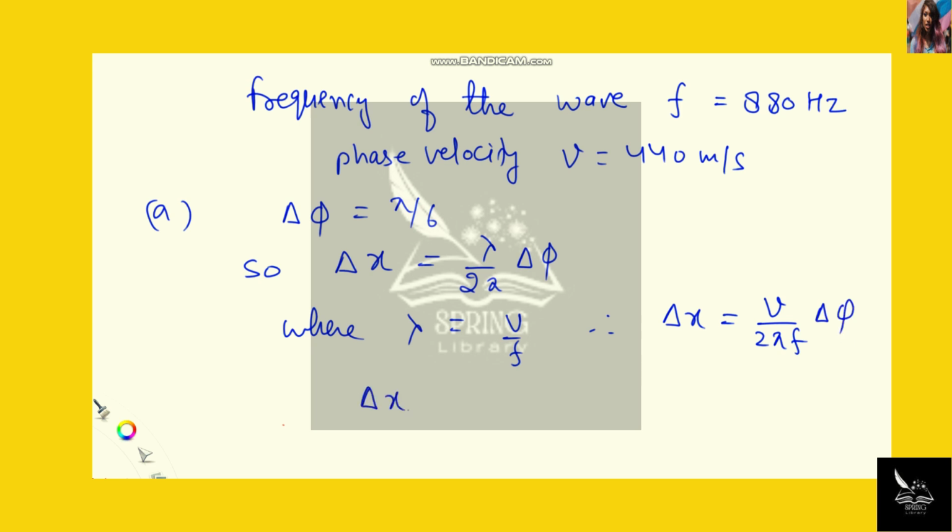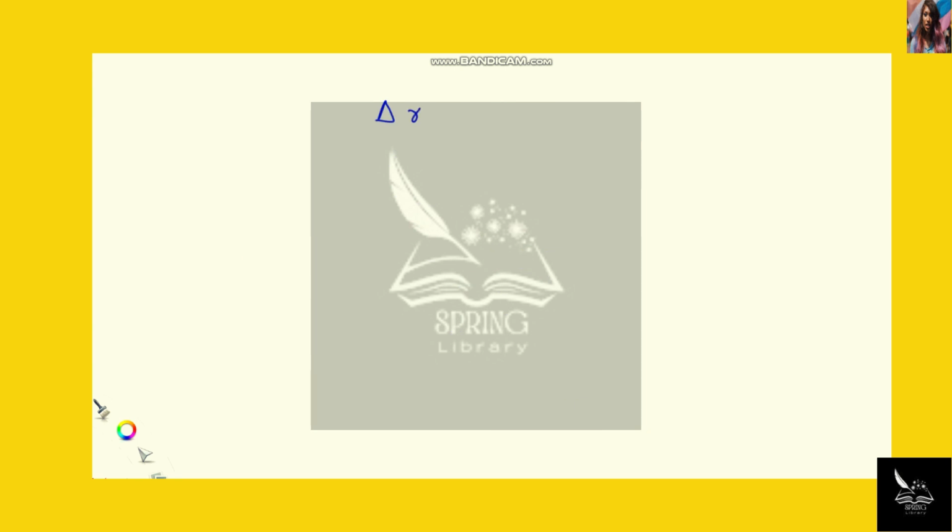Plugging in the known values here, delta x is equal to, for v this is 440 divided by 2 pi multiplied by frequency 880 multiplied by delta phi, pi by 6. So this is 2 times, cancelling this pi, this is 2 to the 4, 4 6 are 24. So it comes out to be equal to 1 by 24 meter, or we can say the path difference between these 2 points is 4.17 centimeter. Answer for the first part of this given problem here.